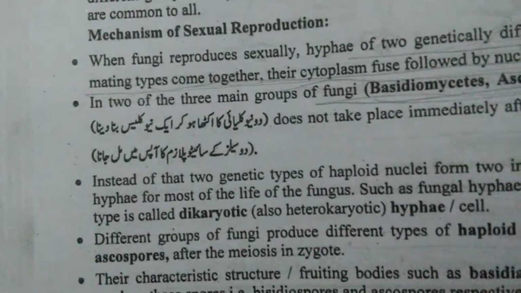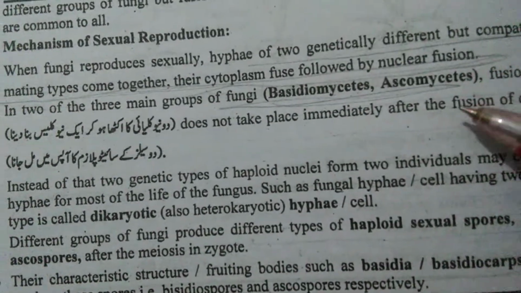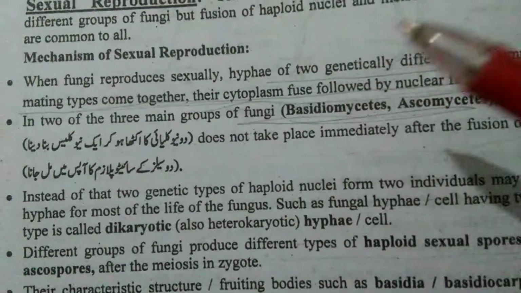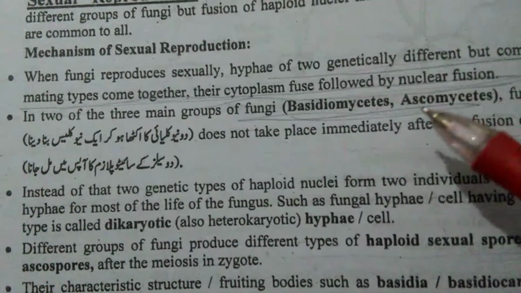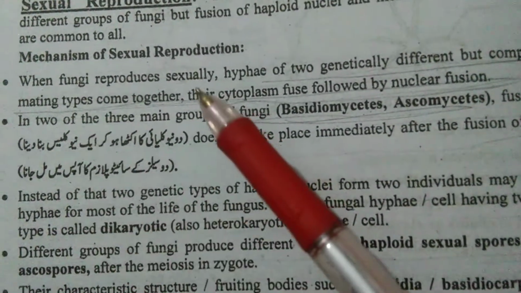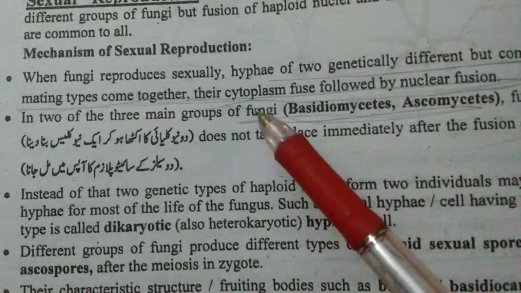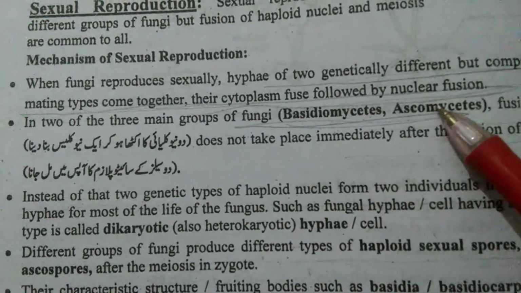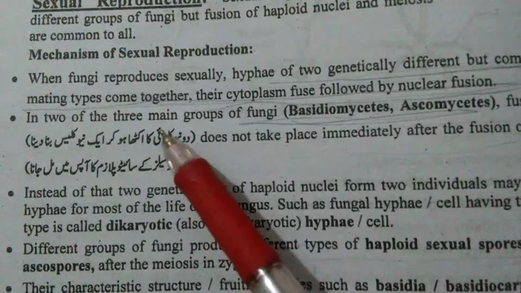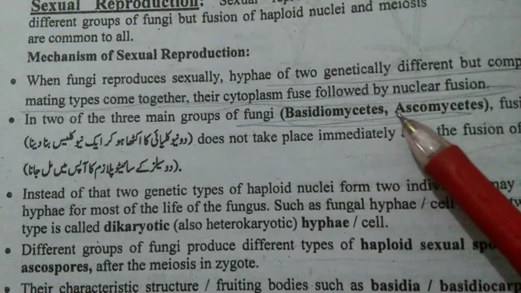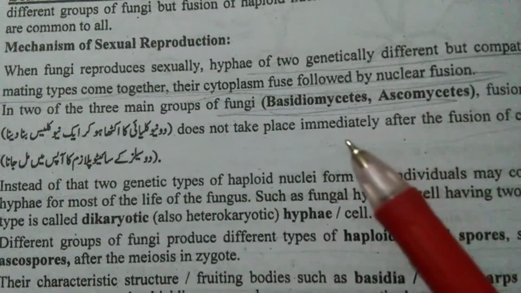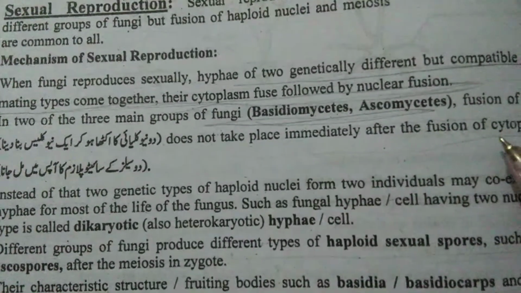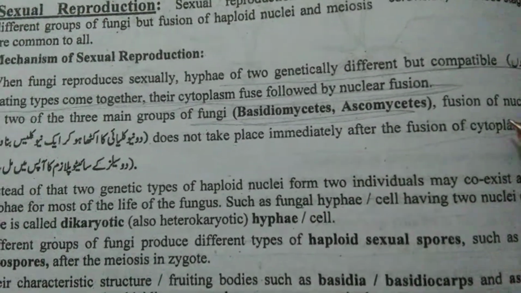The main point of sexual reproduction is that two hyphae which are genetically different, the positive strain and the negative strain, come closer, and their cytoplasm fuses first. After that, nuclear fusion takes place. But in certain groups, the basidiomycetes and ascomycetes, the fusion of the nuclei does not take place immediately, but after the fusion of the cytoplasm.